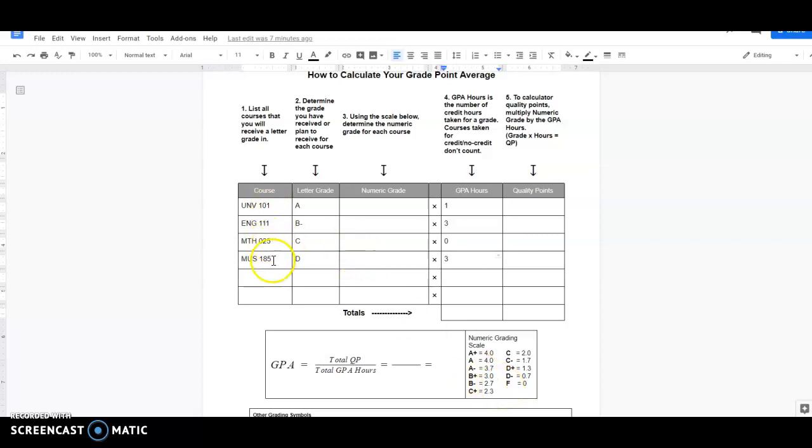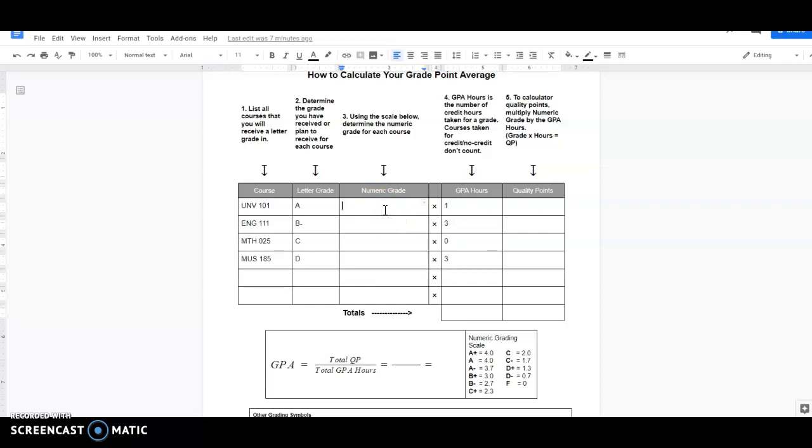So I've come up with kind of a typical semester maybe for a first semester student. They're in UNV 101 and English 111 and Math 025 and Music 185. And I'm putting their grades in just kind of a variety of grades so you can see what happens.